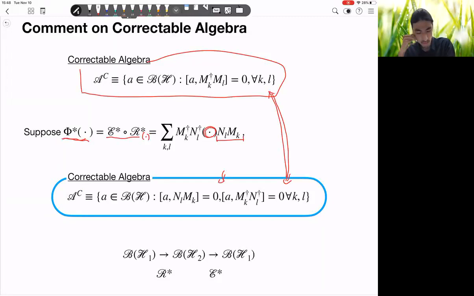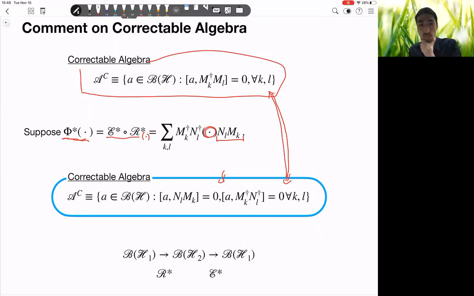I think so. I don't have it on top of my head, but I guess. So here we're in the passive picture, aren't we? So E is given, that fixes E star for you. R is given, that fixes R star for you. So E and R are in principle two completely unrelated CPTP maps, because it's the given data of the problem. In passive error correction, you're given E and R, and the problem is to find the correctable algebra.